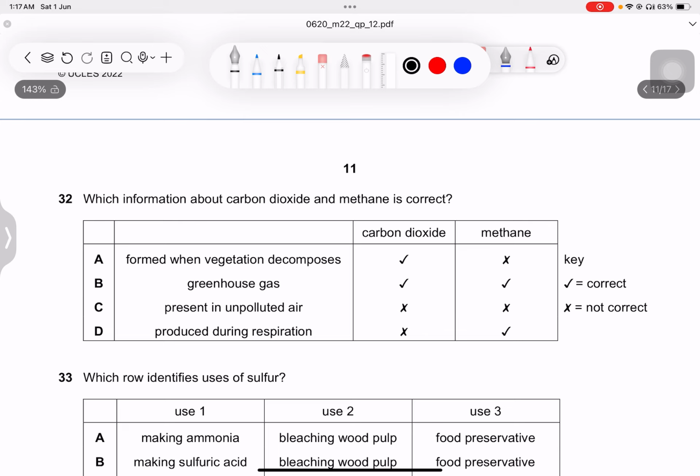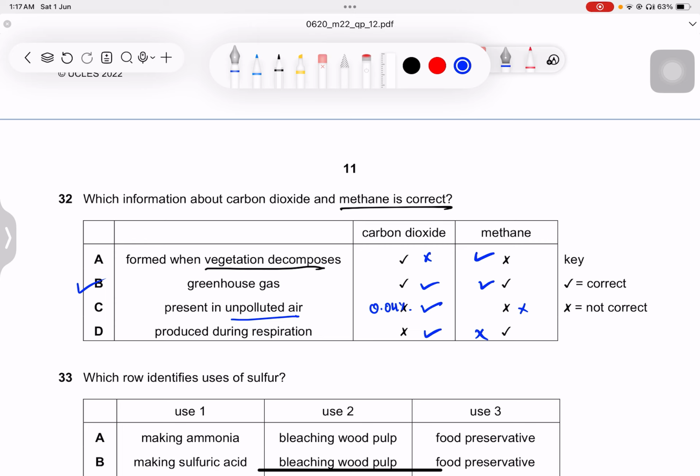Which information about carbon dioxide and methane is correct? Found when vegetation decomposes. This is true for methane and incorrect for carbon dioxide. Greenhouse gas, both are greenhouse gases, so option B is correct. It is present in unpolluted air. Carbon dioxide is present at 0.04%, while methane is not present. Produced during respiration, it is carbon dioxide, not methane.